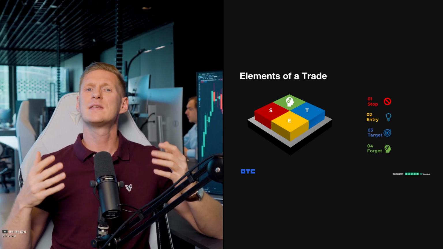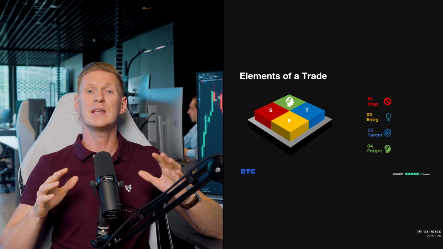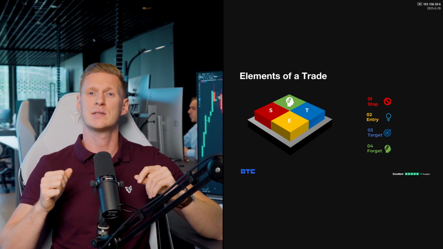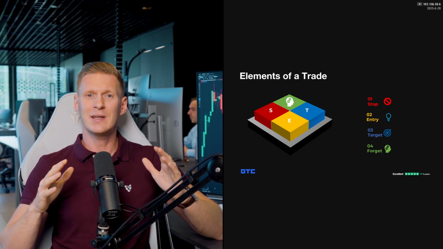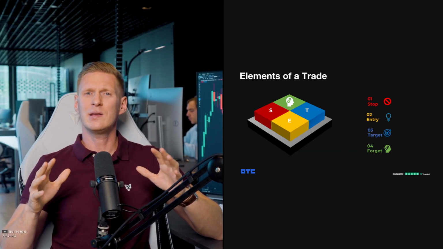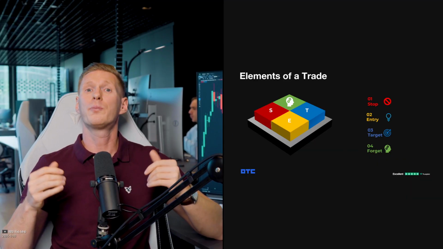Second, entry, the starting point. Your entry is where you open a position at a predefined price, not just anywhere. Anyone can jump into the market, but smart traders enter at planned levels to control risk and avoid impulsive decisions. Third, target, locking in profits. Your target is where you take profit, also predefined.